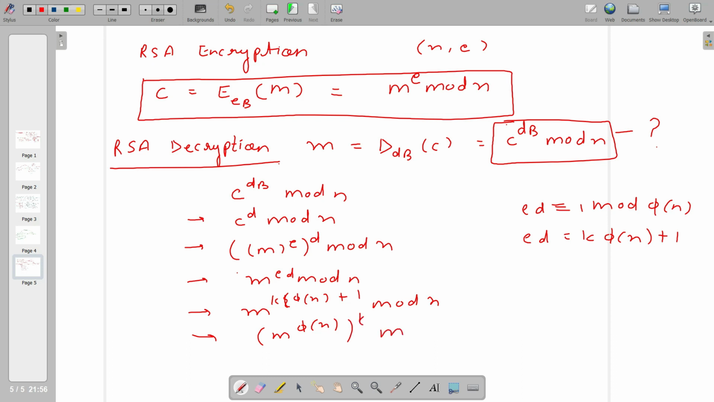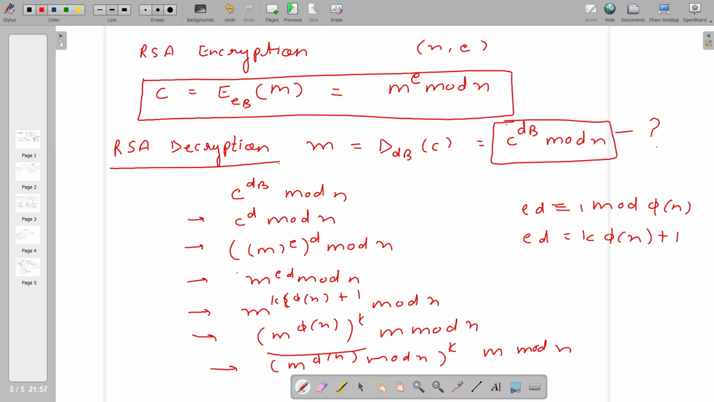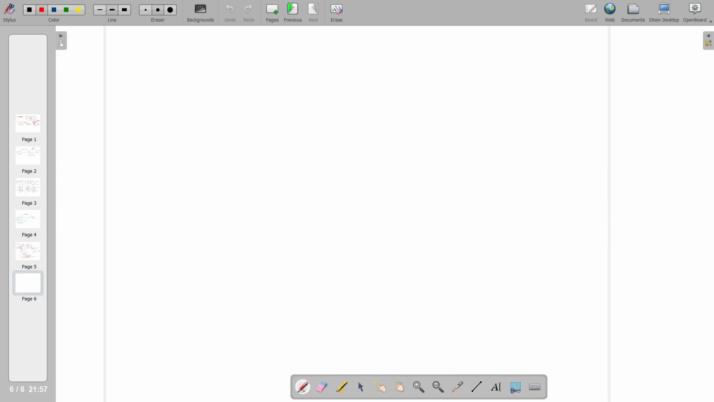So we can write it like this: M to the power phi n, to the power k, times M, mod n. Now what we have to see is how this number comes out to be M. So we can write this as M to the power phi n mod n, to the power k, and M mod n. Now we need to check how this part comes out to be 1, and how the complete number comes out to be M.